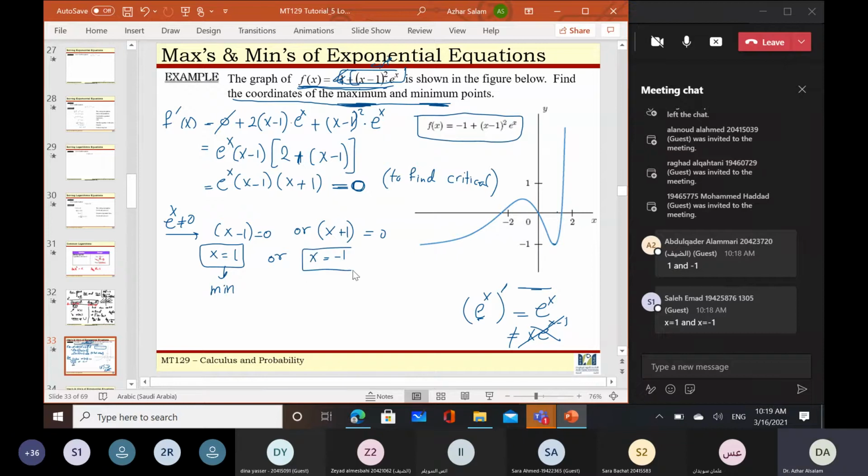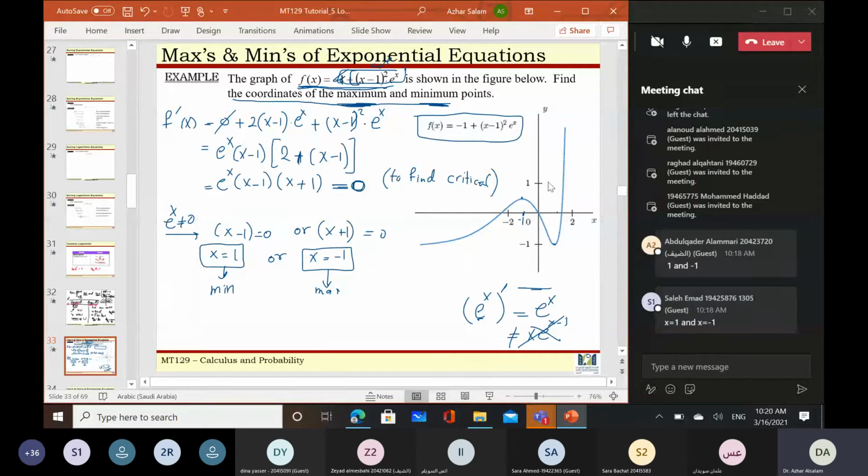And this is x equal to minus 1. This is minus 1 on the x-axis. So it's obviously a maximum, right? I can use the graph if the graph is given, but if I don't have the graph like this, I will use the second derivative test.